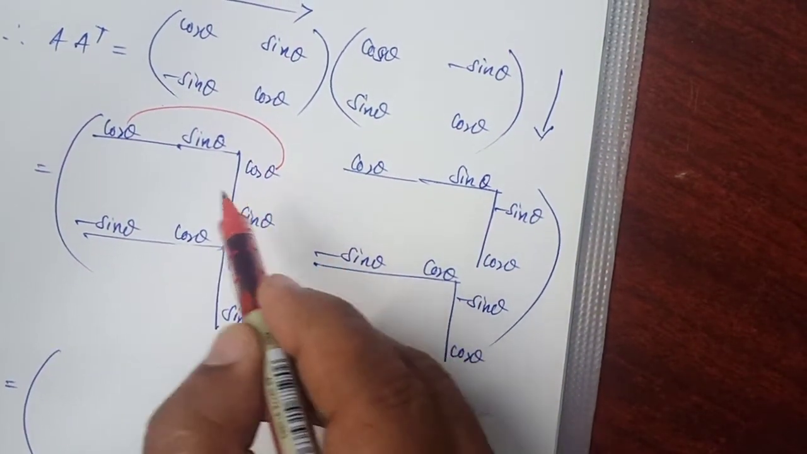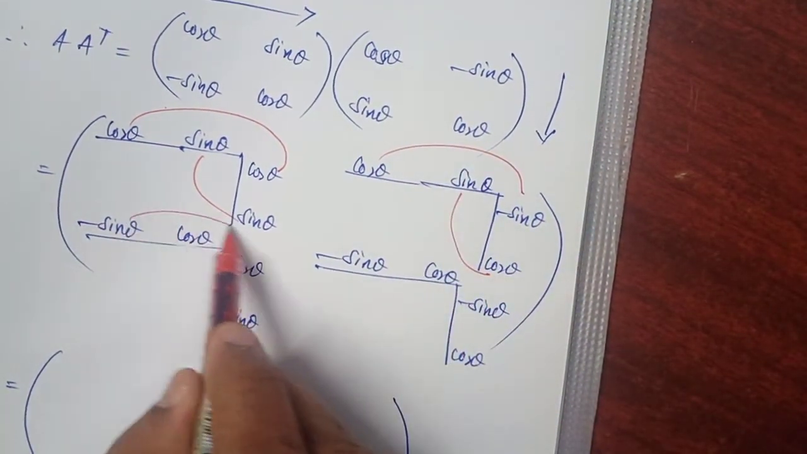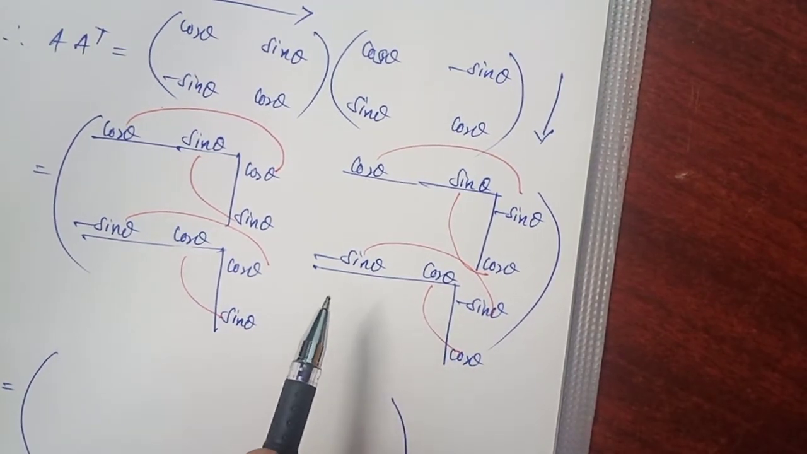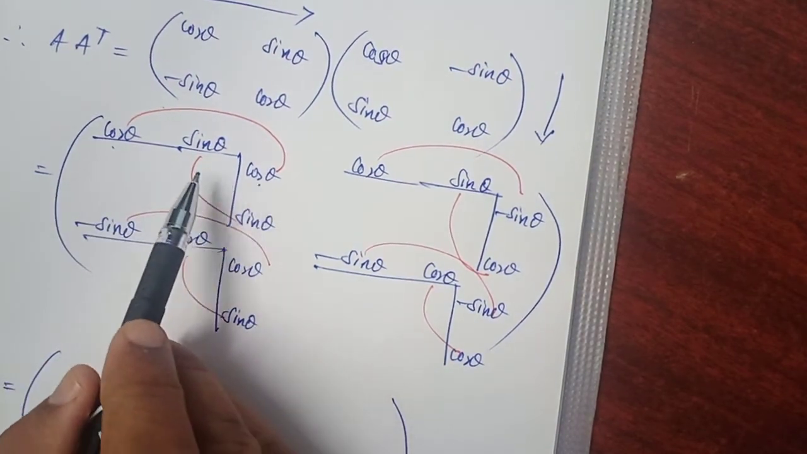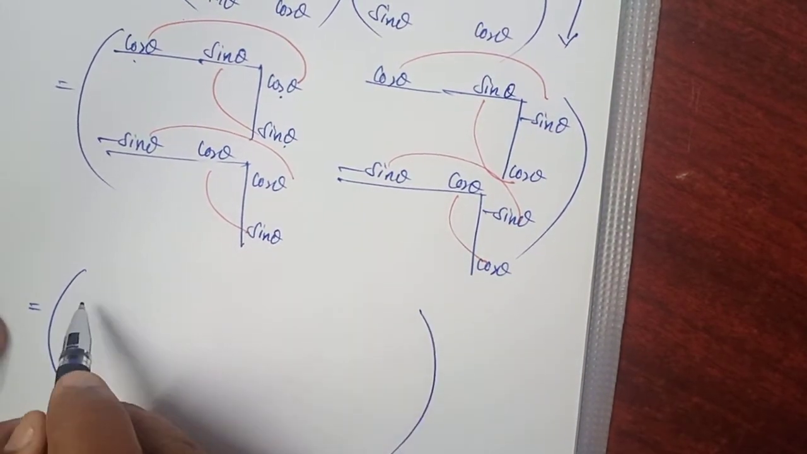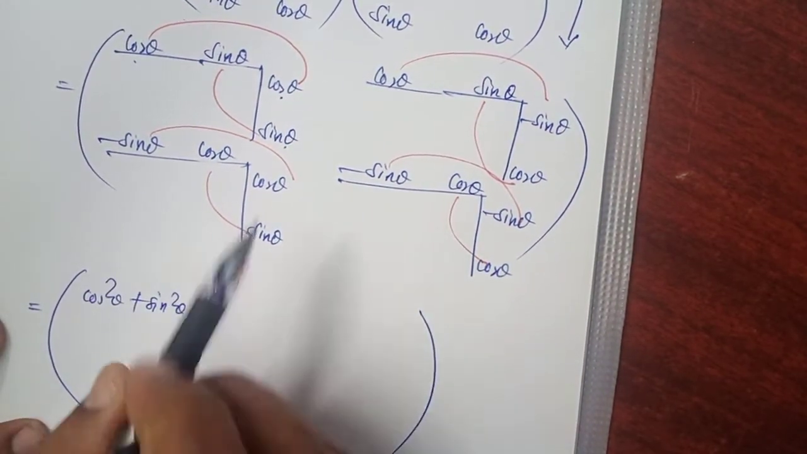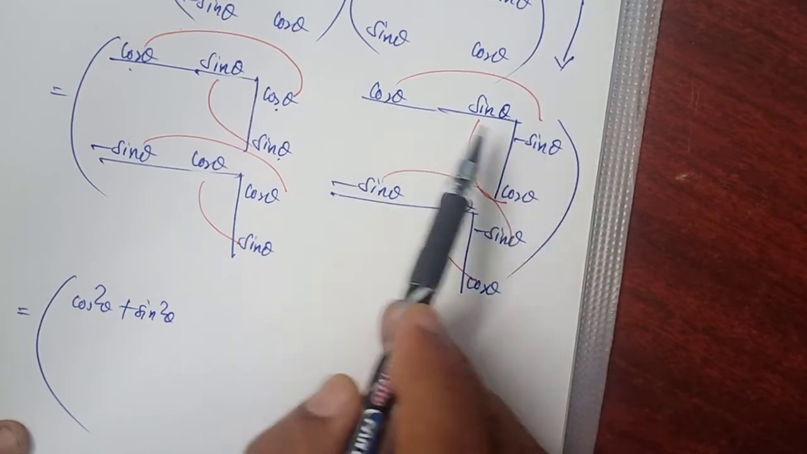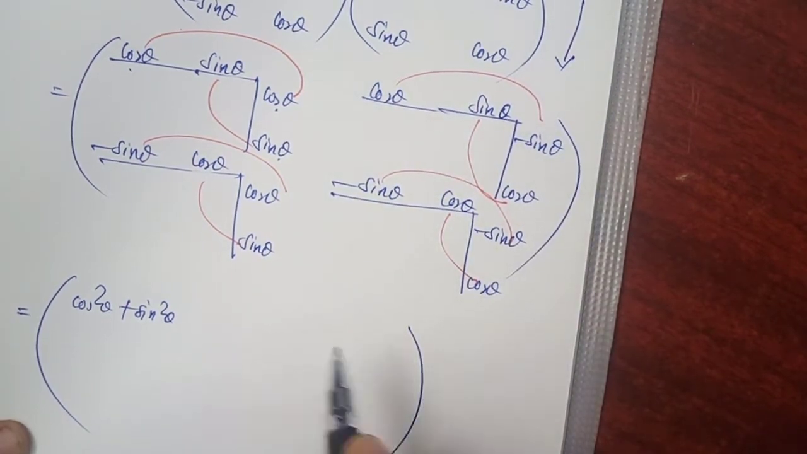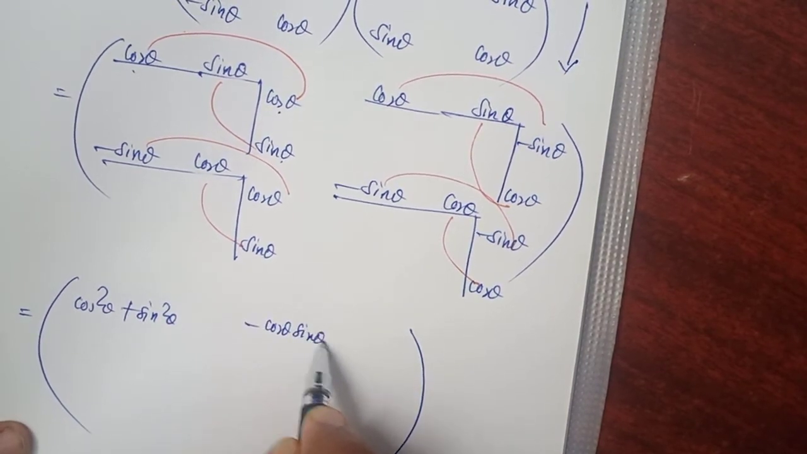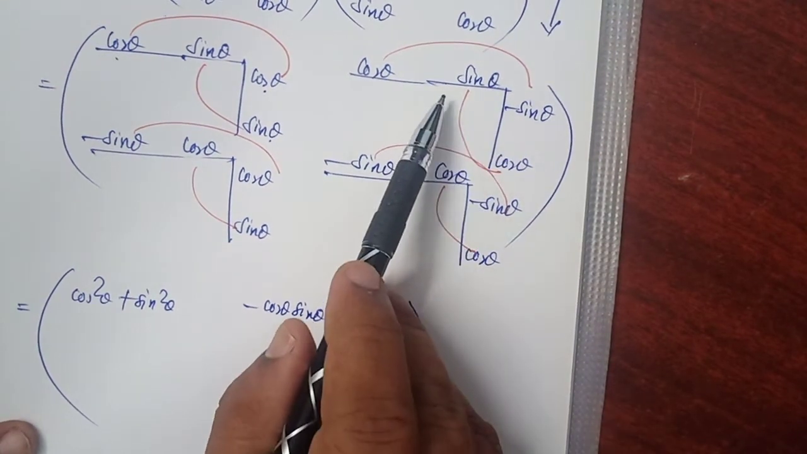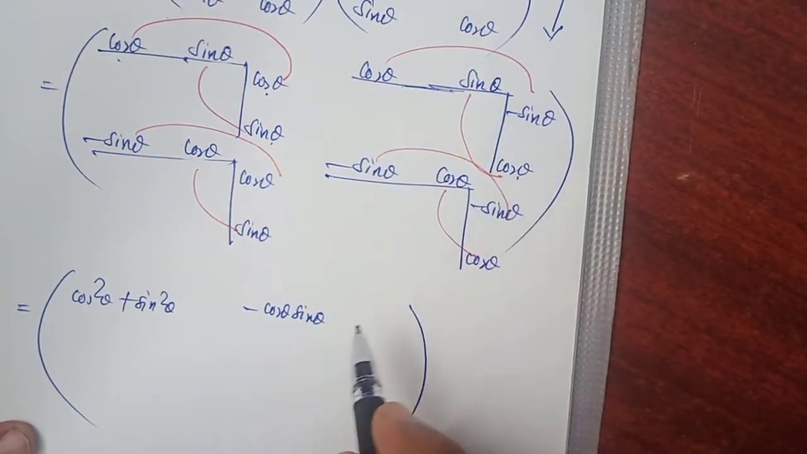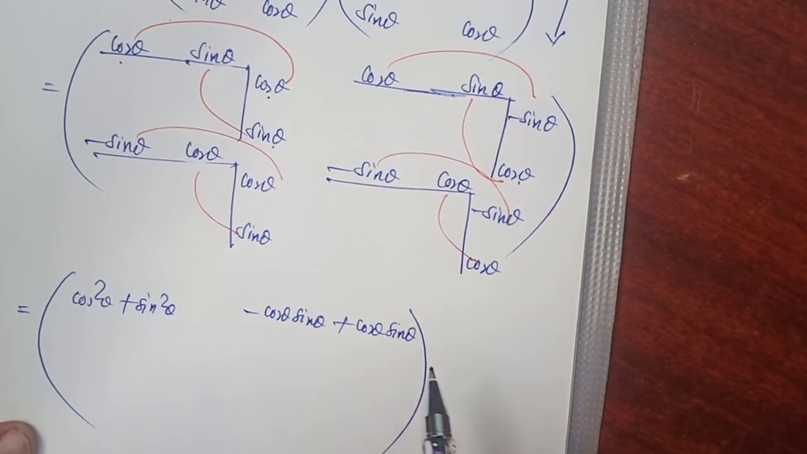First with first, second with second, like that you have to multiply these two. You can multiply cos theta into cos theta, cos square theta, sin theta into sin theta, sin square theta, so cos square theta plus sin square theta. Plus into minus, minus cos theta sin theta. Then here this is plus only, sin theta into cos theta, sin theta cos theta, or you can write cos theta sin theta, same only.